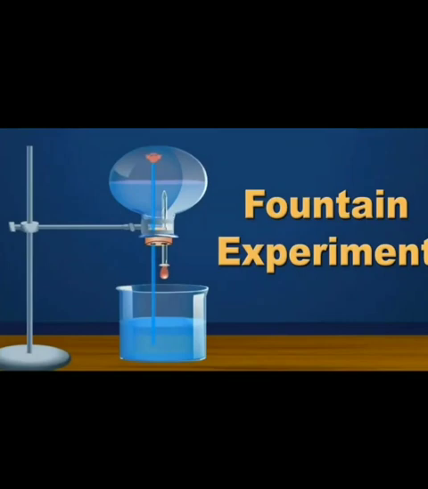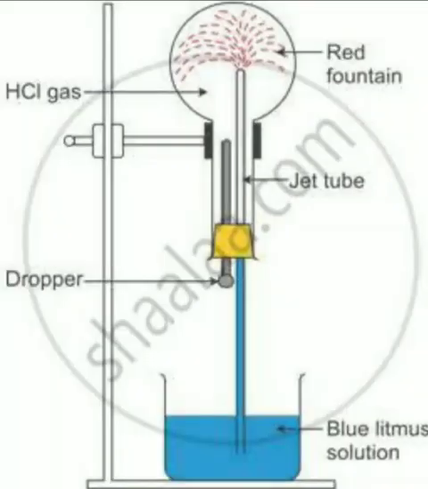Here you can see a round bottom flask and a beaker. The round bottom flask is fitted with a cork stopper that has two holes. One hole is fitted with a dropper, and the other has a jet tube connected, which enters into the blue litmus solution. In the beaker you are taking blue litmus solution. So let's see how the experiment will be done.